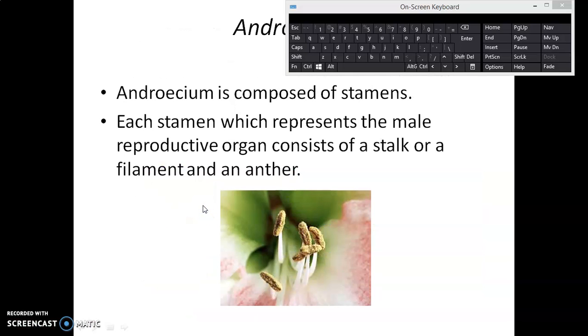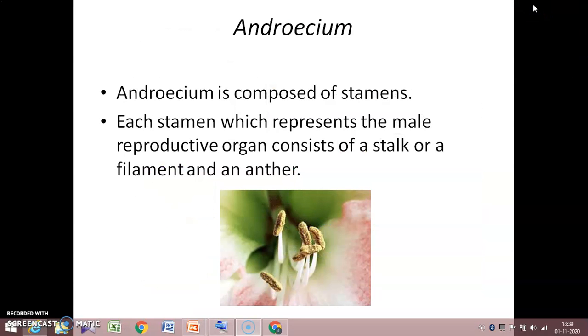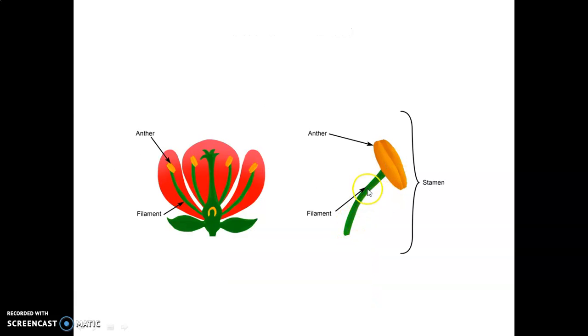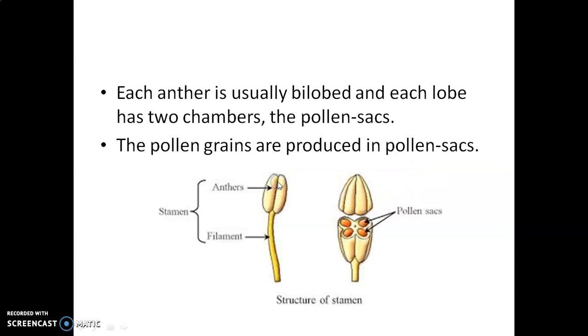Okay, now let's start discussing androecium. Androecium is composed of stamens. The stamens, which represent the male reproductive organ, consist of a stalk or a filament and an anther. See, this is a stalk or filament and this is anther. Both filament and anther make up the stamen. Here you can see the presence of male reproductive organs in this flower.